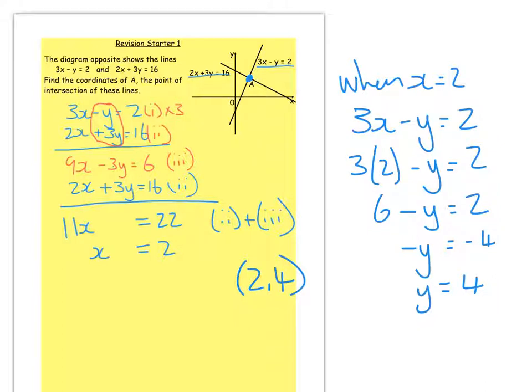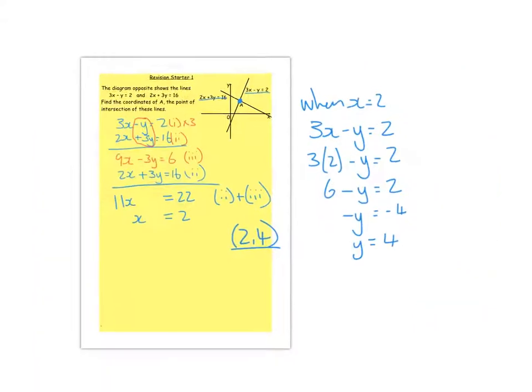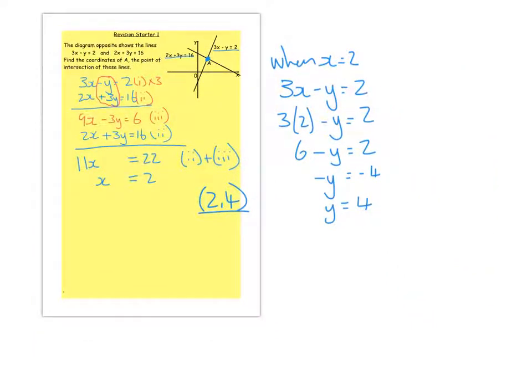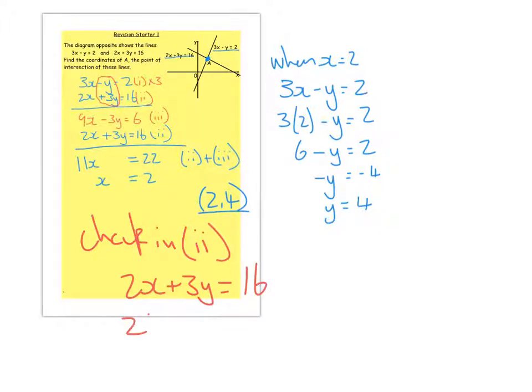So we solved this using equation 1. Let's just check that the value 2, 4, or the coordinates 2, 4, also work in equation 2. So let's write that. Check in equation 2. And let's write out equation 2. 2x plus 3y equals 16. 2 times 2 plus 3 times, and y was 4, is in fact equal to 4 plus 12, 16. So it works, so I know I've solved it correctly.